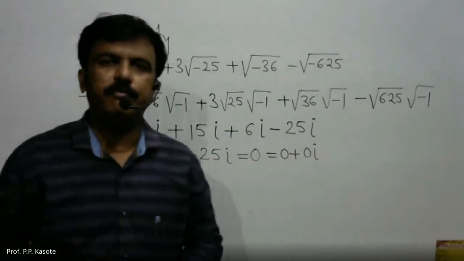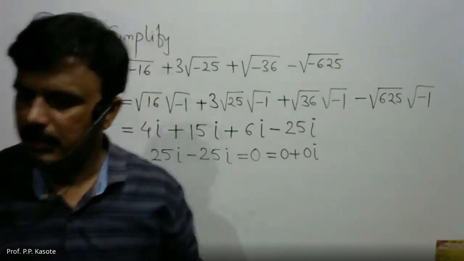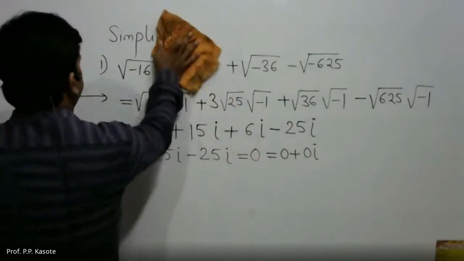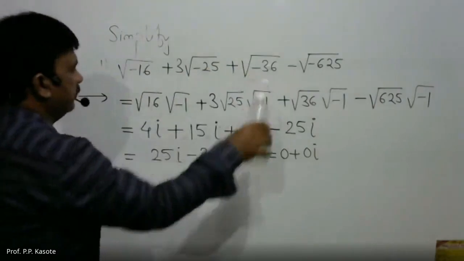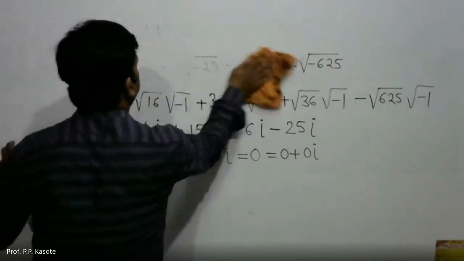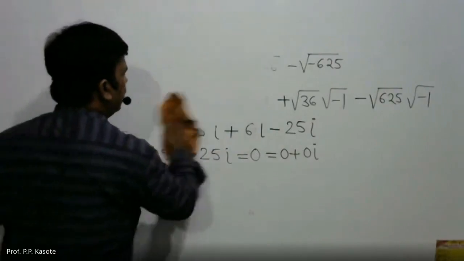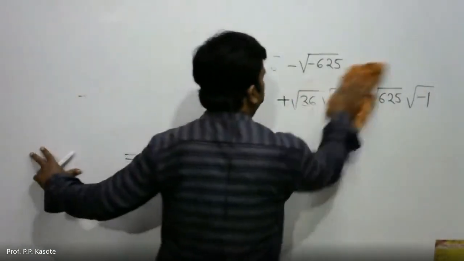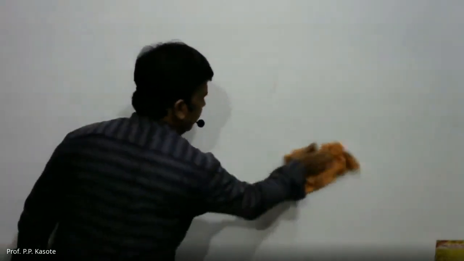Now let us solve one more example based on the definition of equality of complex number. Just on the basis of that, we'll solve one example. We know the definition of complex number. It's very simple. Two complex numbers are said to be equal if their real parts as well as imaginary parts are equal. Two complex numbers will be called equal only if their real part as well as imaginary part are the same.